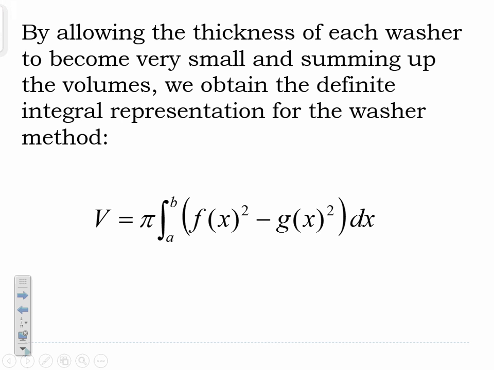Okay? So our washer method, pi r squared h. Our h is our dx. Our radius squared minus radius squared, okay. Our integral is going to go from a to b. Our limits of integration are going to be much like our area limits of integration, okay. Where are our boundaries? But as long as you can remember pi r squared h, you're going to be fine.